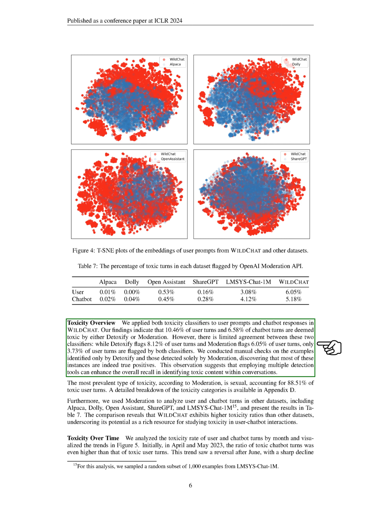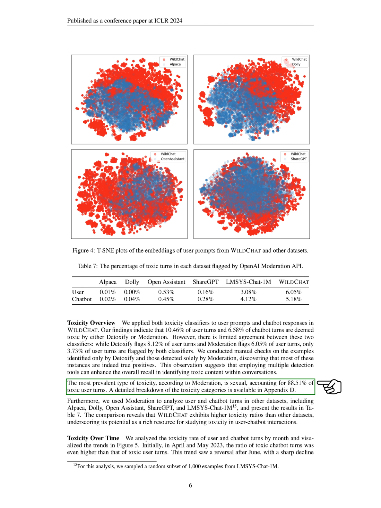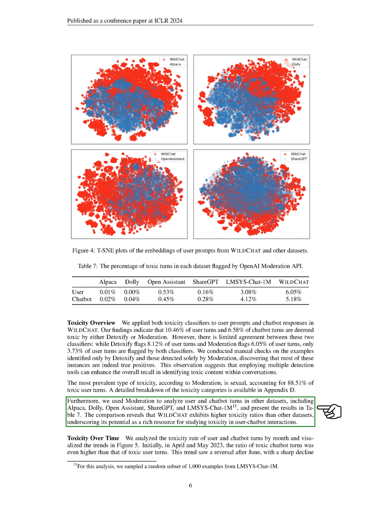In analyzing toxicity, we found that a small percentage of user turns and chatbot responses in WILDCHAT were classified as toxic. There was limited agreement between the toxicity classifiers used, with sexual toxicity being the most prevalent type. WILDCHAT showed higher toxicity ratios compared to other datasets, making it a valuable resource for studying toxic behaviors in user chatbot interactions.